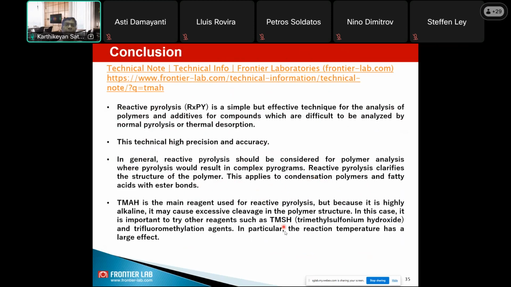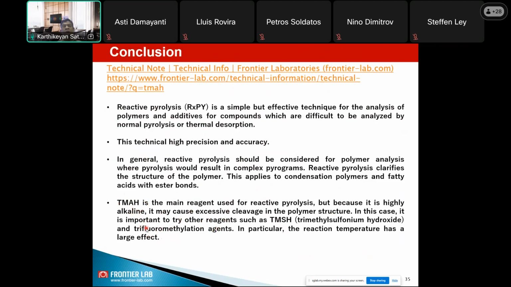Okay. So mainly we have shown the application using tetramethyl ammonium hydroxide as a reagent. However, in certain cases, if you want to do a mild reaction, we can consider tetramethyl ammonium acetate. In some cases, we also use tetramethyl sulfonium hydroxide or a trifluoromethylating reagent. Again, it's because tetramethyl ammonium hydroxide is the most powerful.